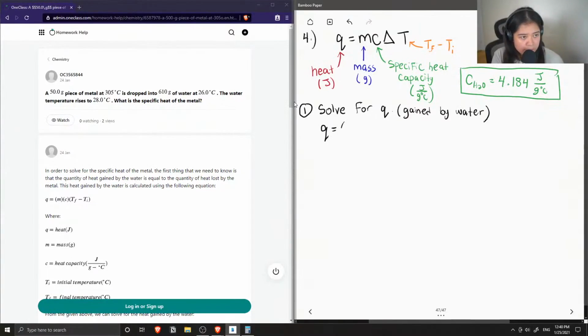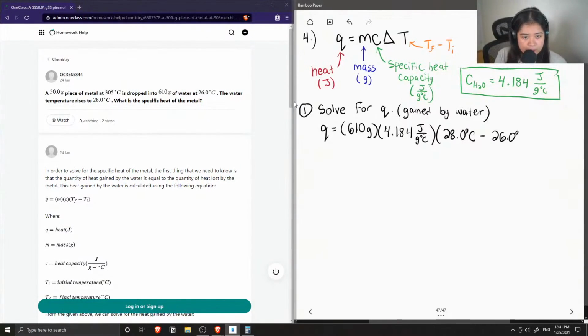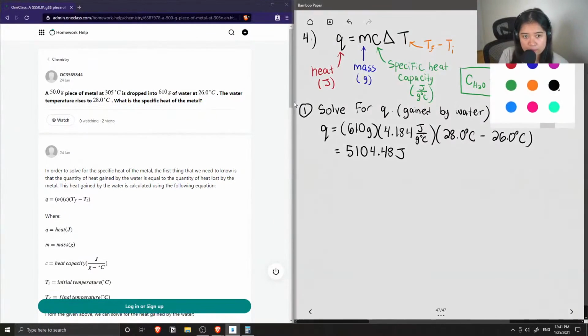So the mass of water was 610 grams. The specific heat capacity is 4.184 joules over gram degrees Celsius. And finally, for delta T, the final temperature of water was 28 degrees Celsius, and initially the water was 26 degrees Celsius. So now if we multiply these values out, you end up getting a Q of 5,104.48 joules. This is the amount of heat that was gained by the water.